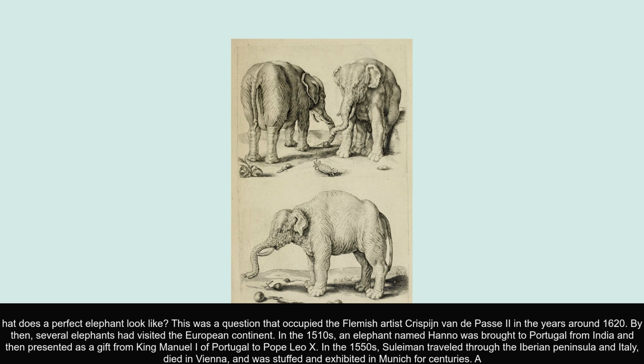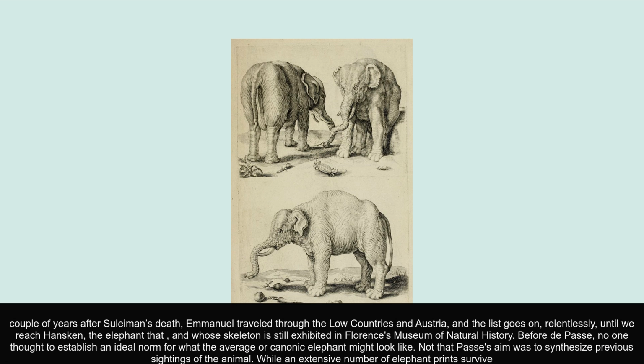In the 1510s, an elephant named Hanno was brought to Portugal from India and then presented as a gift from King Manuel I of Portugal to Pope Leo X. In the 1550s, Suleiman travelled through the Iberian Peninsula and Italy, died in Vienna, and was stuffed and exhibited in Munich for centuries. A couple of years after Suleiman's death, Emmanuel travelled through the Low Countries and Austria, and the list goes on, relentlessly, until we reach Hanskin, the elephant whose skeleton is still exhibited in Florence's Museum of Natural History.